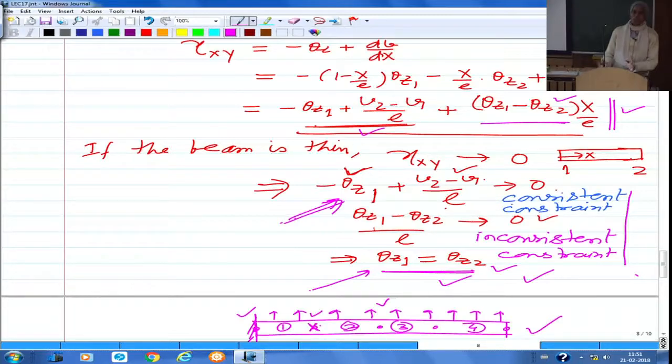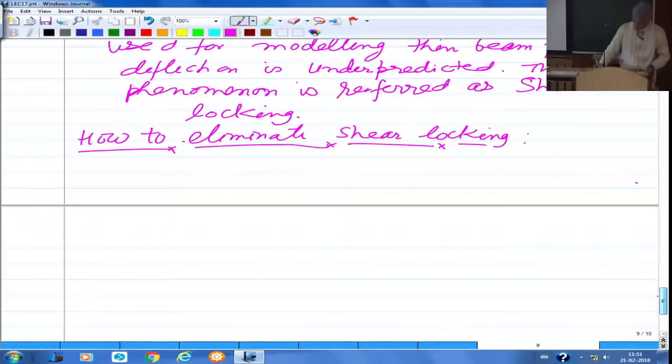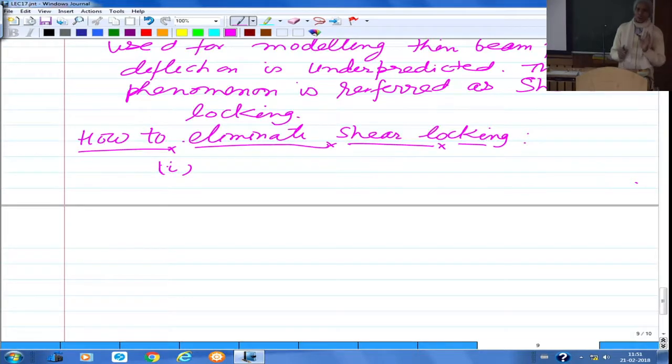Actually, all the methods which work to eliminate shear locking try in some way to eliminate the terms which are causing problems, that is, the inconsistent constraints are somehow eliminated in the formulation, so that the locking problem is eliminated. To do that, there are 3 different ways. One is, as I just said, the problem came because gamma xy is minus theta z plus dv by dx. Now theta z is linear in x, and dv by dx is constant because v we are also taking as linear. So there is a difference between theta z and dv by dx.